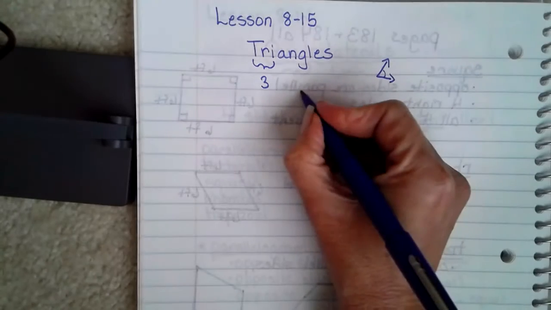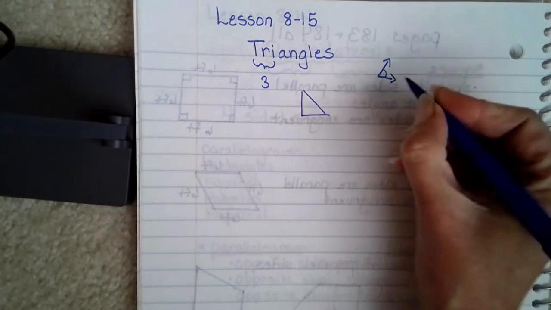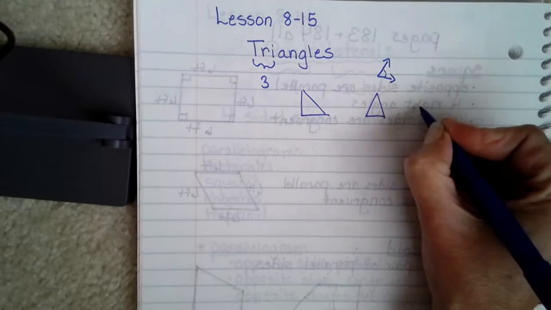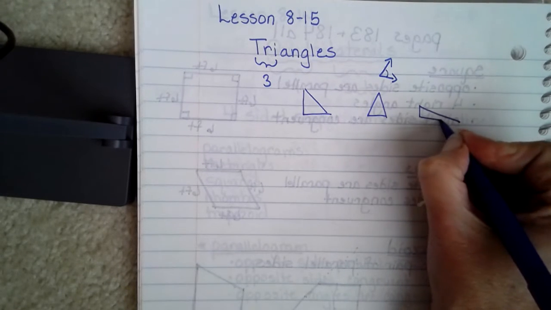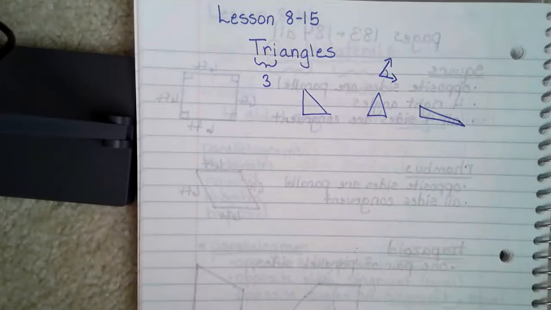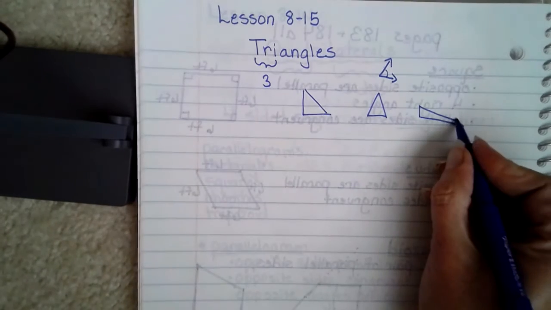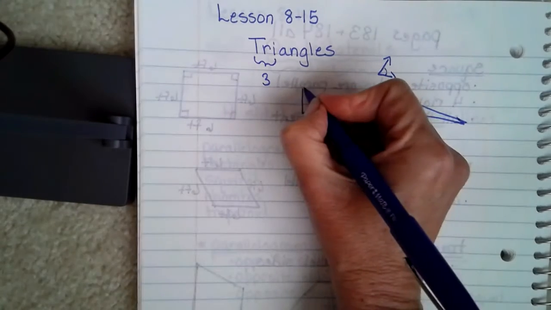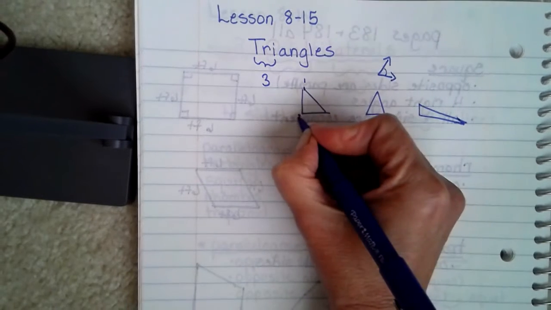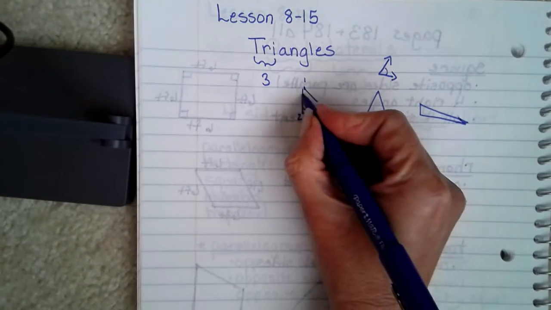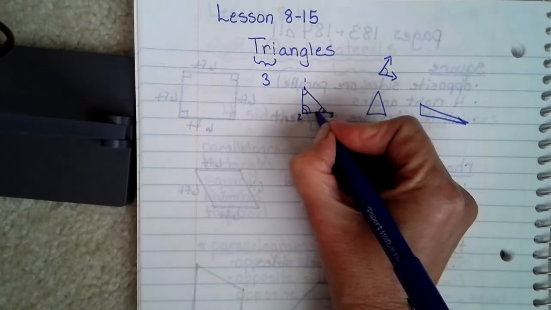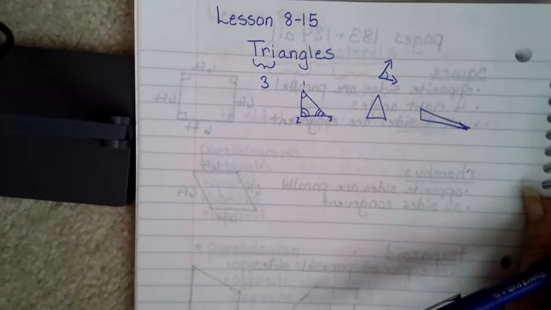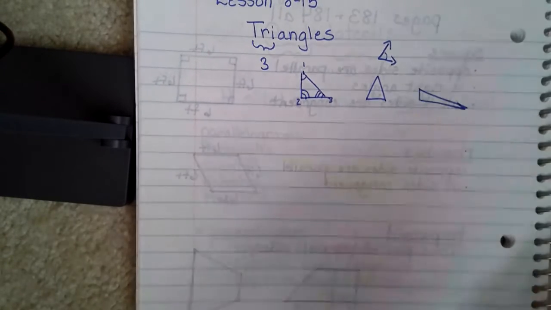Of course we know that triangles can come out looking different ways, but it has to have three sides. This was kind of a weird looking one, but it has to have three sides and three angles. So we've got 1, 2, 3 angles right here, like that. All right, so we're going to talk about the different types of triangles there are.